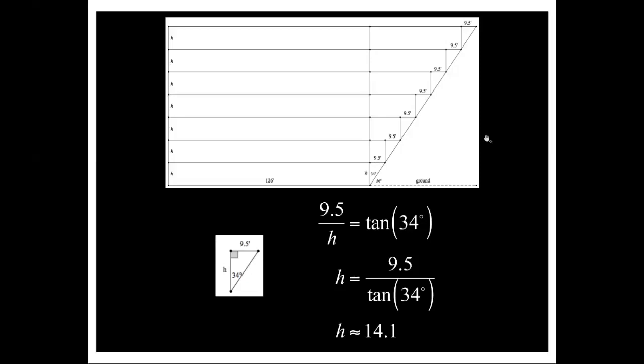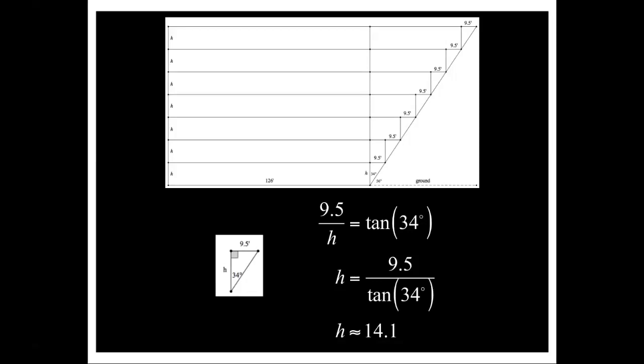By the way, when you look at the 14.1, I've tried over the years to get students to look at answers and always ask themselves, am I having a James Brown moment? James Brown had this great song called I Feel Good. What I'm trying to get students to do is look at the answer and ask themselves, do I feel good about the answer? The 14.1 feet, does that seem okay?